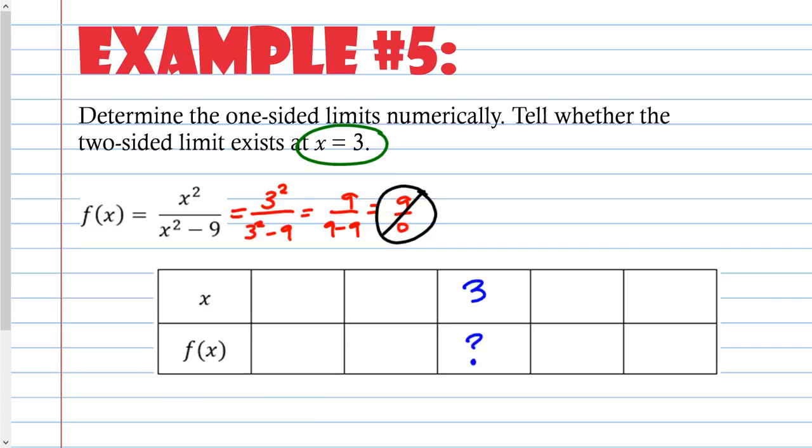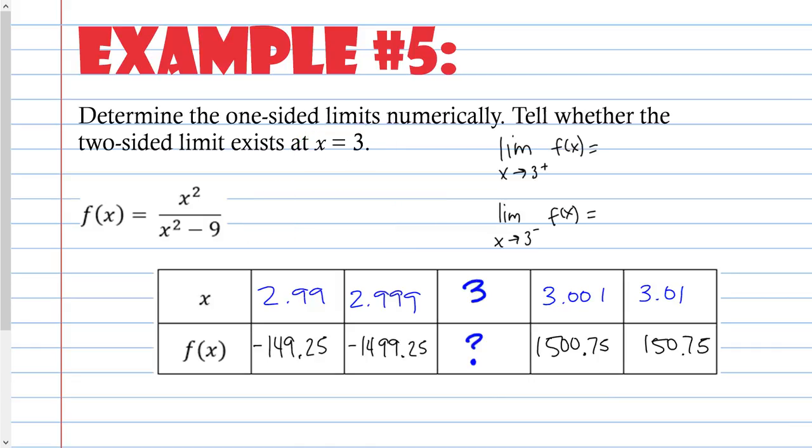Okay, so I'm going to choose some values: 2.99, but then 2.999. That's slightly closer to 3. And then 3.001, and then 3.01. So I plug those in, ideally, right? And I get some numbers.